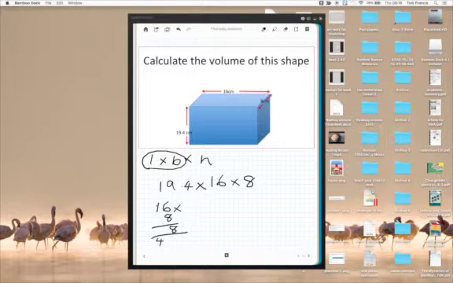8 times 1 is 8, 9, 10, 11, 12. Now I've got 128 times 19.4. So let's try that. 128. Actually, I'm going to do this again.